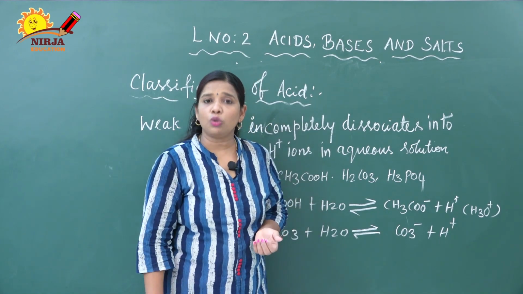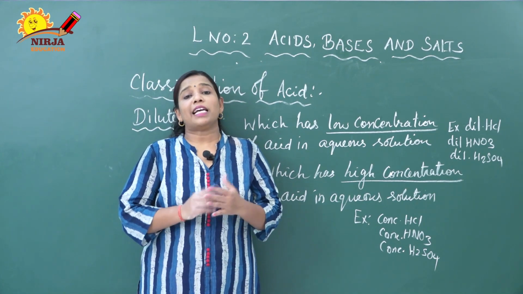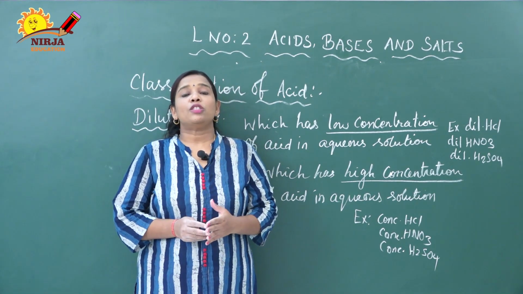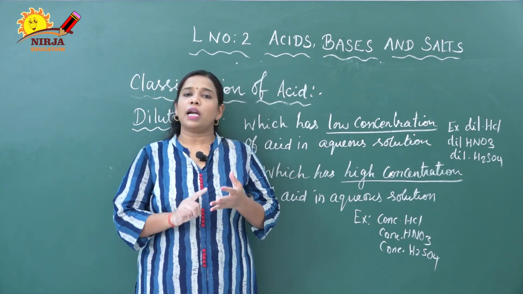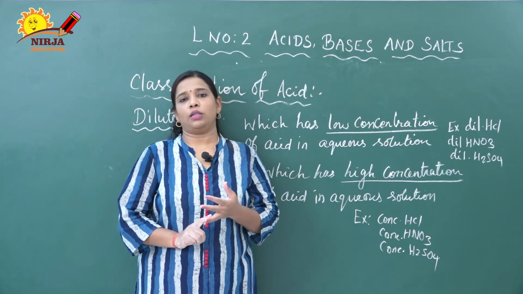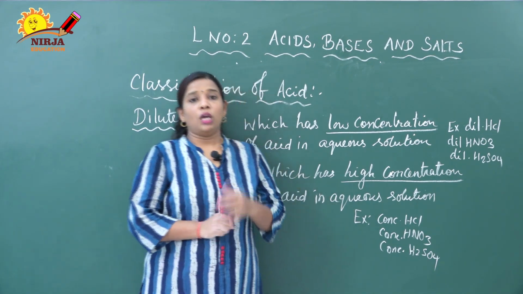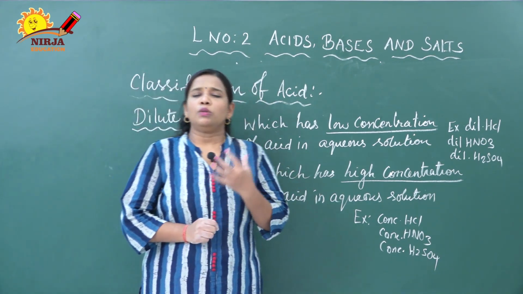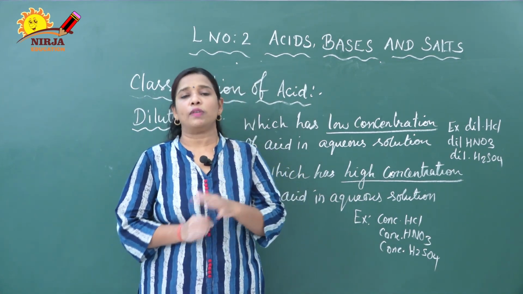I hope you have understood weak acid. Acid can also be classified into two types based on the concentration. So the acids are of two types: dilute acid and concentrated acid. First we are going to discuss what is meant by dilute acid. Dilute acid is one which has a low concentration of acid in aqueous solution.